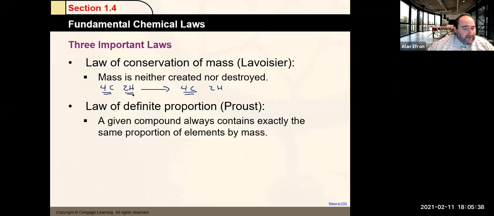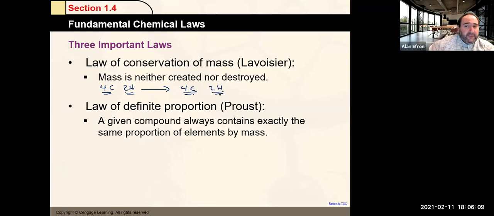Same idea. We started with the mass, for example, of 2 hydrogens on the left. We ended with the mass of 2 hydrogens on the right. Since in basic chemical reactions, all we're doing is rearranging everybody, breaking everybody apart and rearranging, we should end up with the same elements. And since they all have the same masses on both sides of the arrow, we should end up with the same overall mass when it's all said and done.